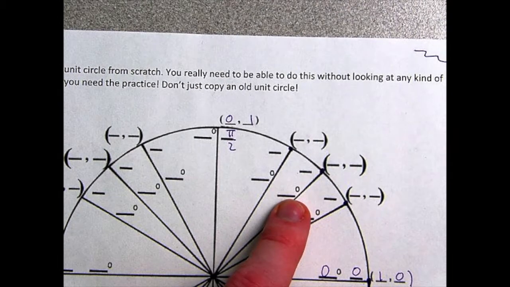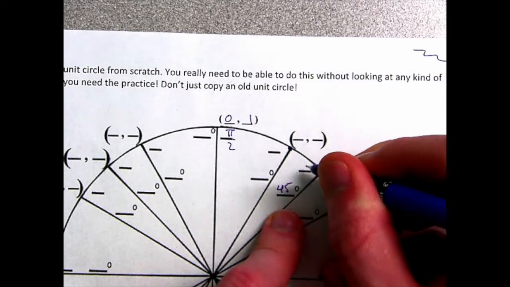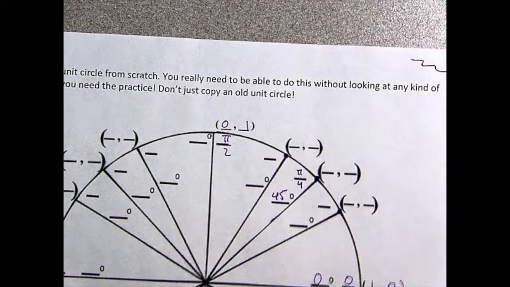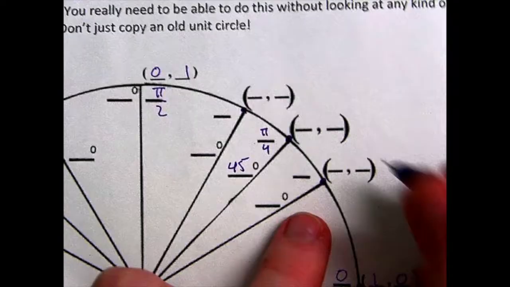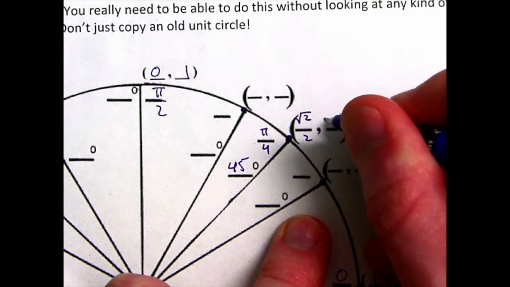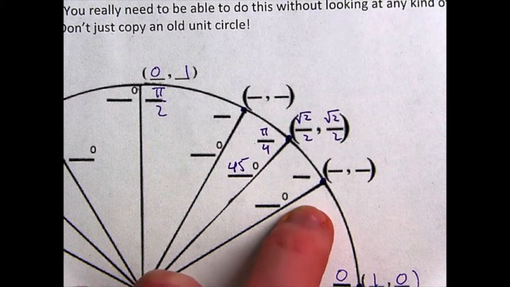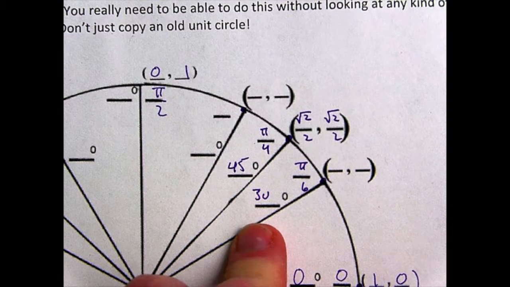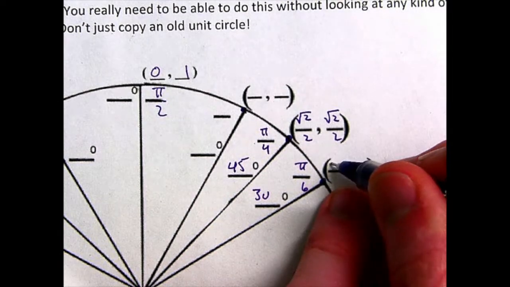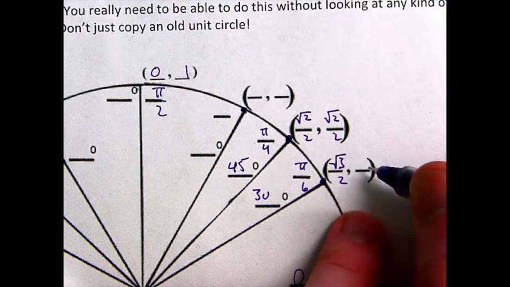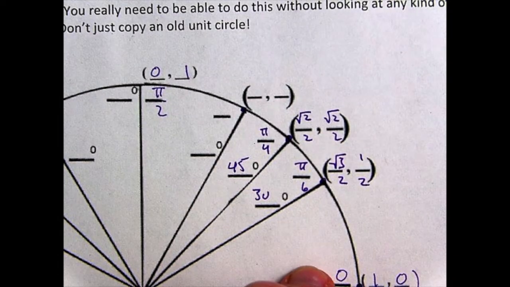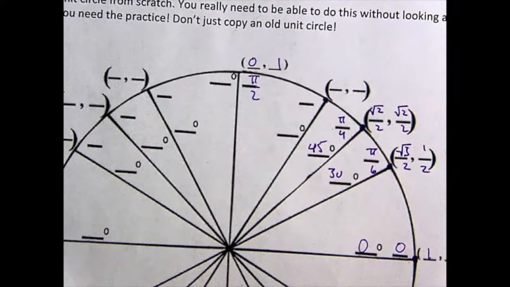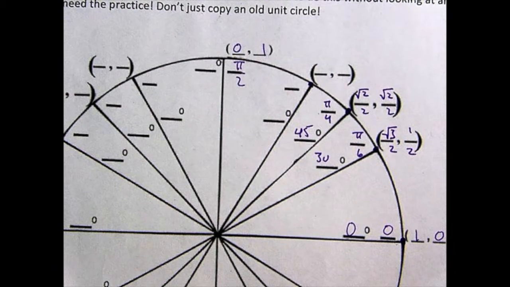The first one we did today was 45 degrees, which measured in radians is pi over 4. Now, what were the coordinates of that point? If you remember, it was root 2 over 2 and root 2 over 2. And then we just did 30 degrees, which in radians is pi over 6. And we found that the coordinates of that point were root 3 over 2, comma 1/2. Now, I claim that we actually have all we need to fill in the rest of the unit circle. We're kind of done doing calculations.